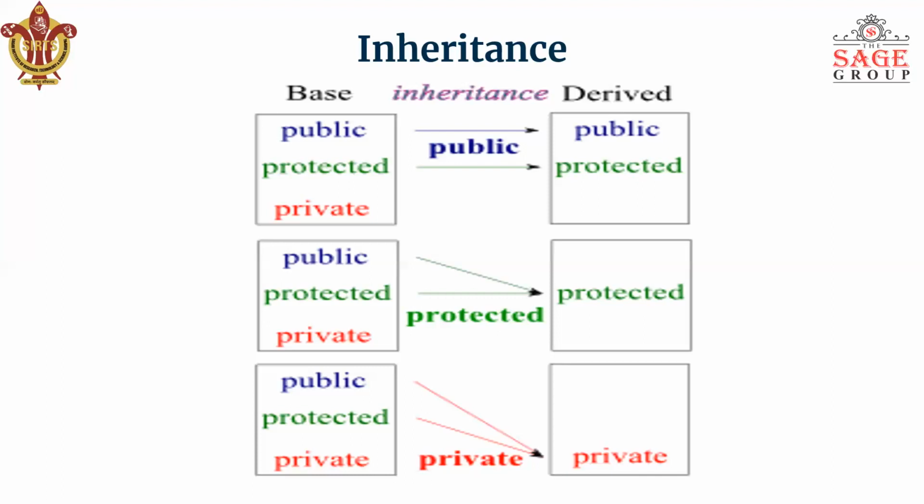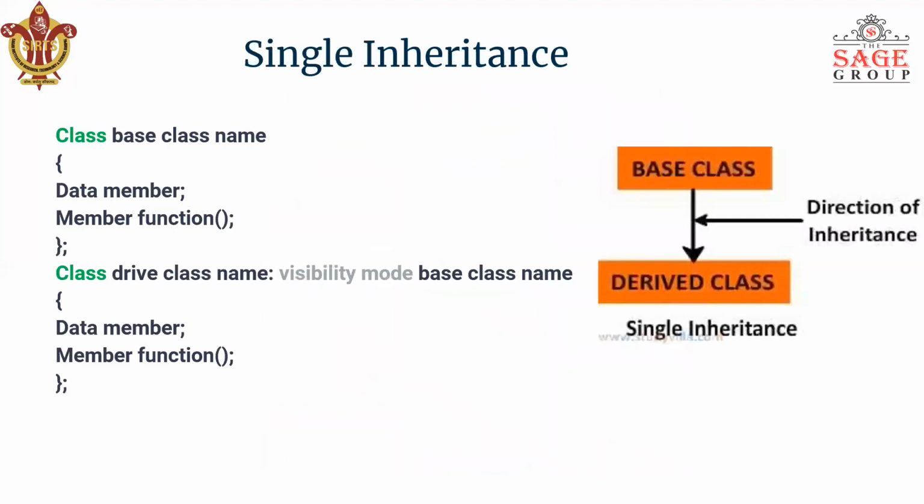In all the conditions, we can never inherit the private data of the base class. We can inherit only the public and protected sections of a base class inside the derived class. Now the third one: if we use the visibility mode private, then both public and protected data of a base class come inside the private section of a derived class. This is a very important concept of the visibility mode: the visibility mode specifies which section of a base class comes under which section of a derived class.